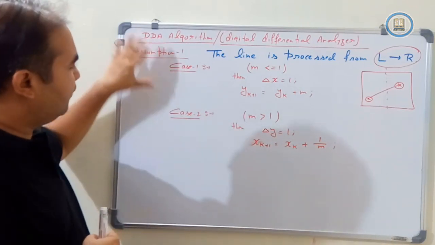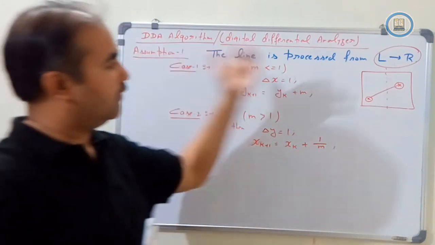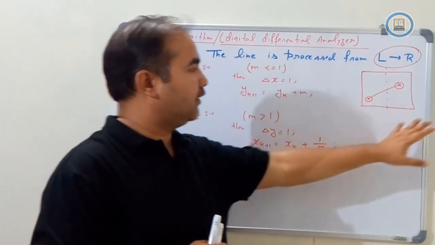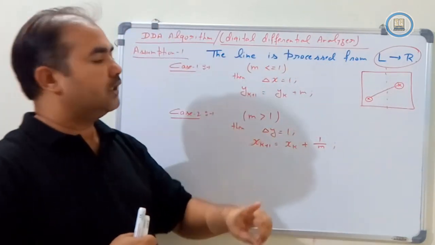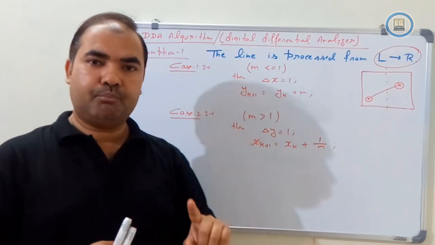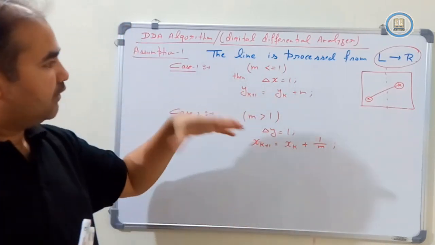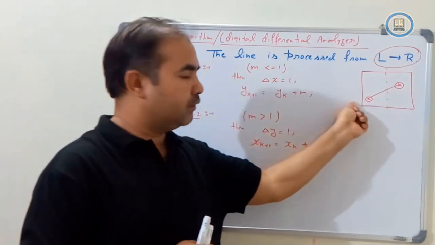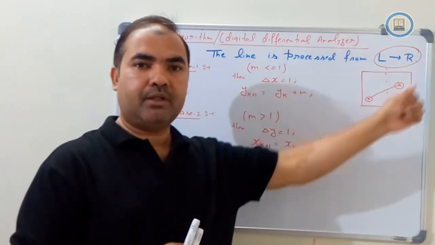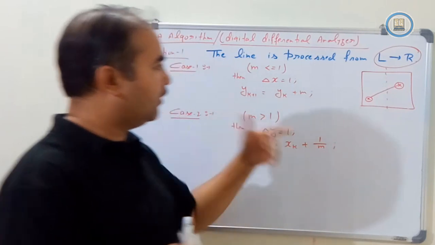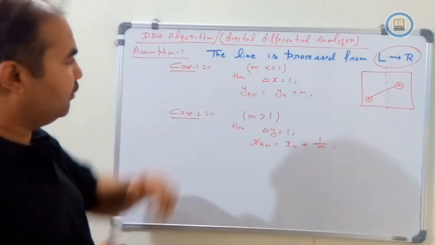We have 2 cases for the first assumption, when the line starts from left to right. And remember that this algorithm depends upon the starting and end point. Don't change the pixel values while computing. The pixel values given to you as the starting point and the end point, we will follow the same sequence. We cannot interchange the sequence of the pixels.